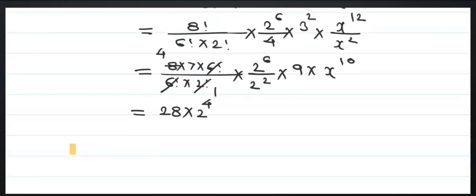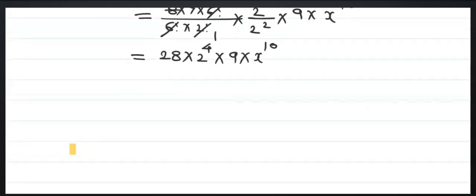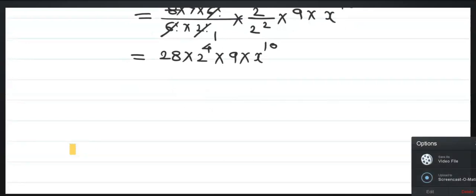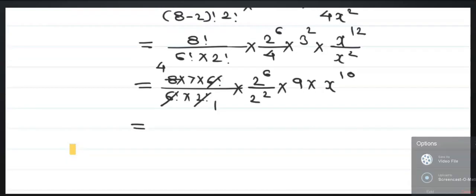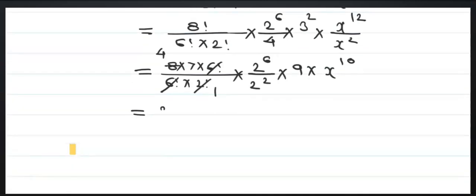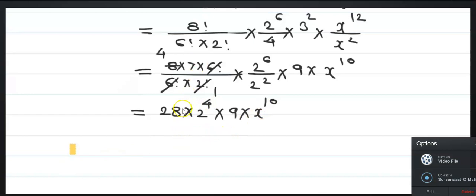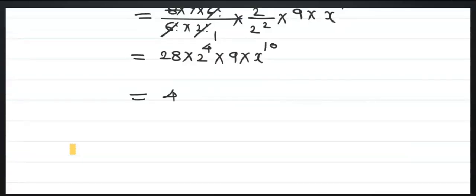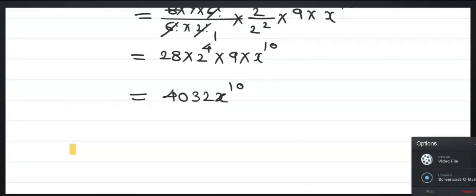Therefore, now here are the calculations. These calculations are easy. Now again see these calculations: 28 into 2 raised to 4 into 9. If you calculate this, then you will get the answer. This is the answer.